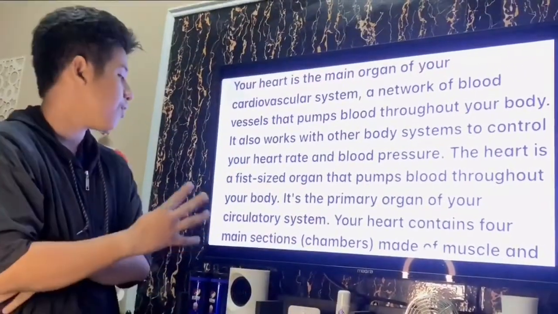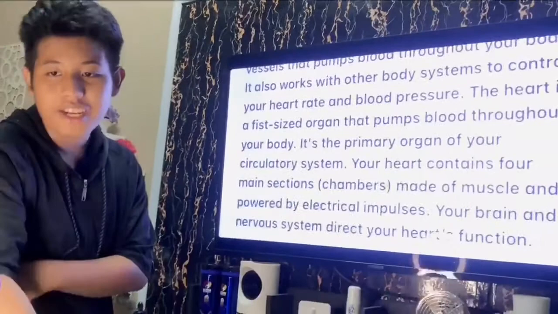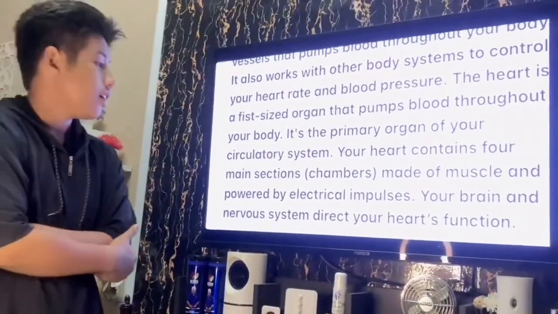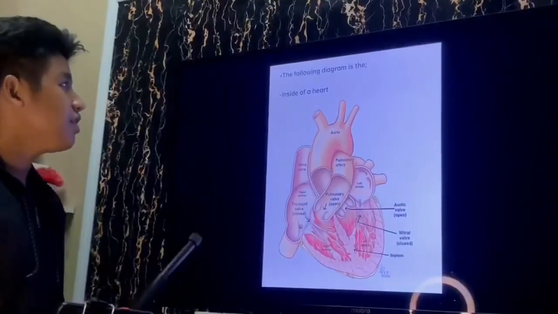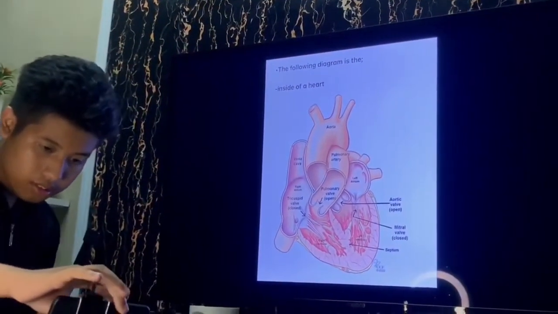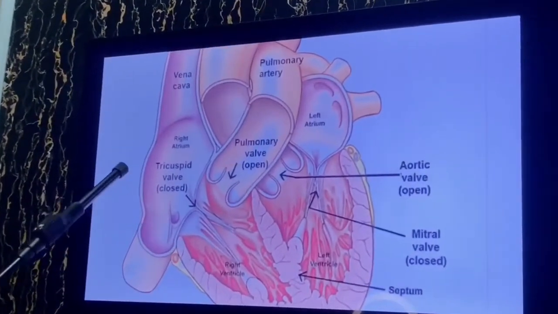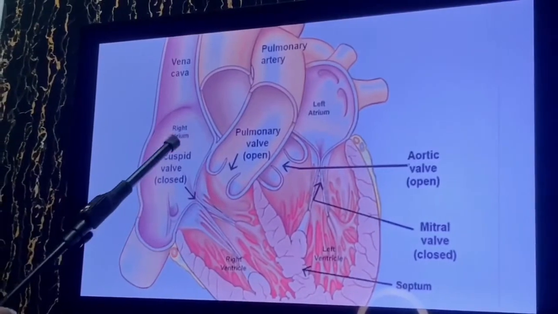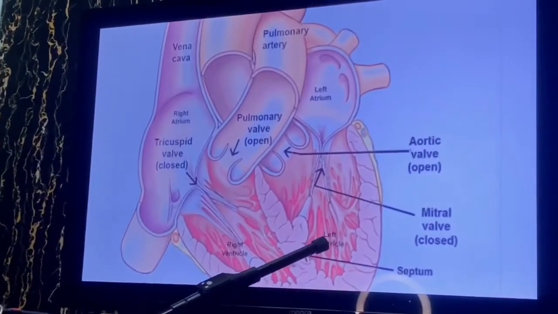Your heart contains 4 main chambers made of muscle and powered by electrical impulses. Your brain and nervous system direct your heart function. So the following diagram shows the inside of your heart. Right here, you can see there's a right atrium, left atrium, right ventricle, and left ventricle.